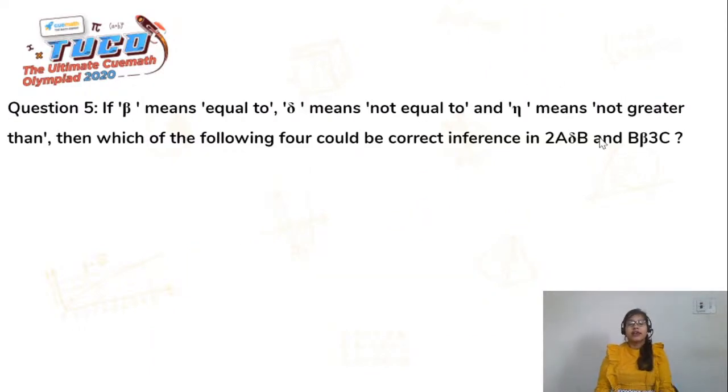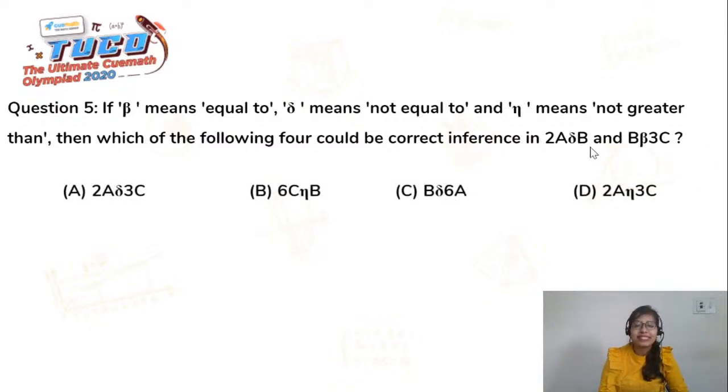And here it goes. If beta means equal to, delta means not equal to, eta means not greater than, then which of the following 4 could be the correct inference in this? Alright, let's see who gives the right answer to this. Okay, so let's check this out quickly. Here go your options. Everybody please have a look into the question well and then answer it.